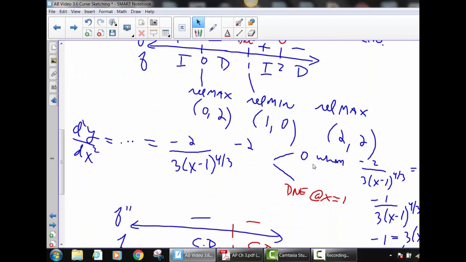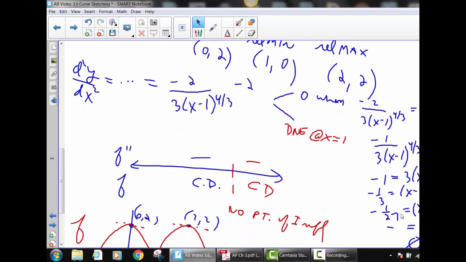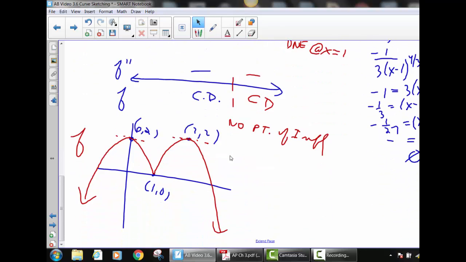Second derivative equals 0 when x is 2, doesn't exist at x equals 1. Oh, sorry, not at x equals 2. It never equals 0, it turns out. It doesn't exist at x equals 1, so that's our only critical number. And it turns out when you plug it in here, it's concave down on both sides.